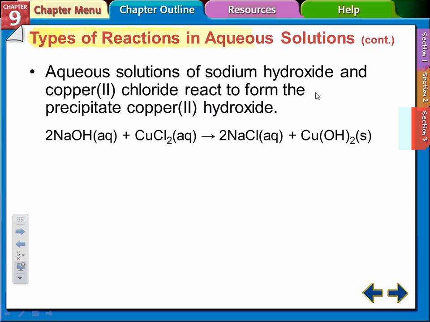Now they go through a specific example here, the aqueous solution of sodium hydroxide. So sodium hydroxide is this compound here, NaOH, and copper(II) chloride. The little lab demo I did involved copper(II) chloride. So it's copper and 2 chlorines. And then it reacts to form sodium chloride, which is just table salt, and it's aqueous, which means that it's dissolved in the water. And actually those two ions, the Na and the Cl, are dissociated in that solution. And then we get copper(II) hydroxide, which is a solid.